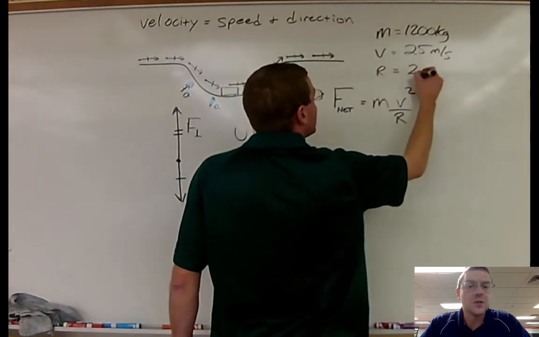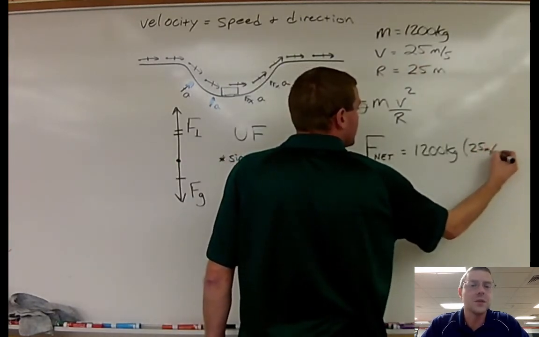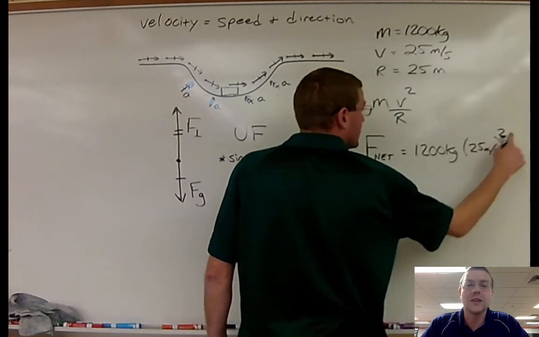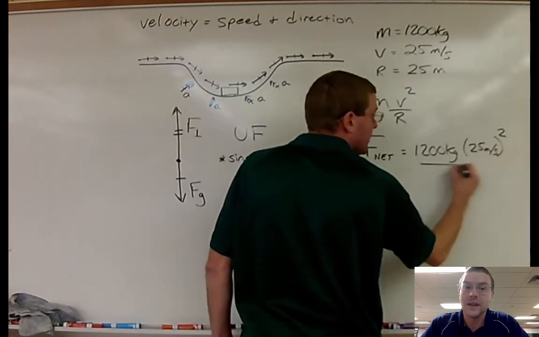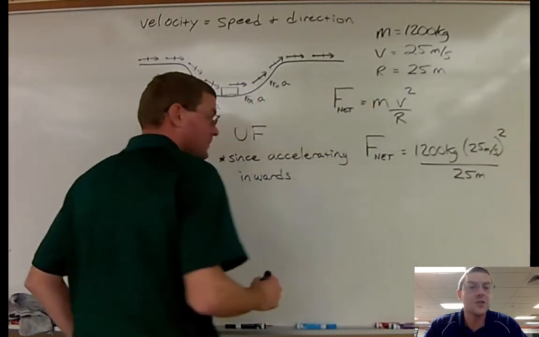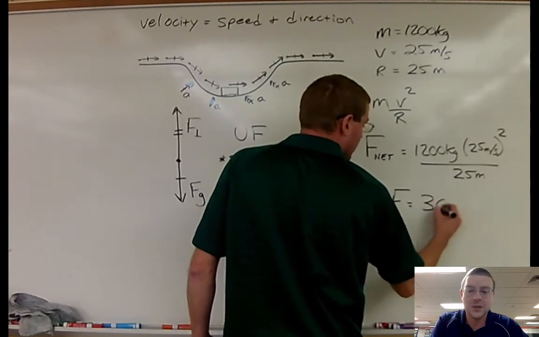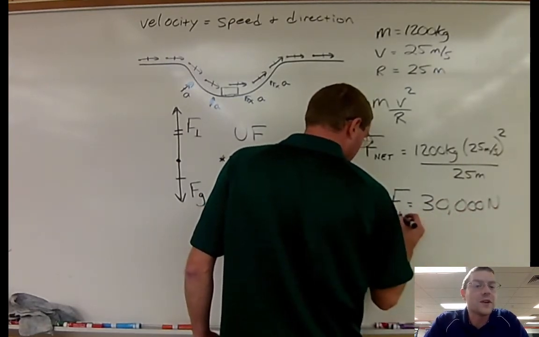Plugging all our numbers into our equation, put in your mass, put in your velocity, 25 meters per second, and don't forget to square it. Divide by the radius, and that should calculate the amount of force needed to make you go in towards the center of the circle. And when you crunch all those numbers out, you get a net force of 30,000 newtons.